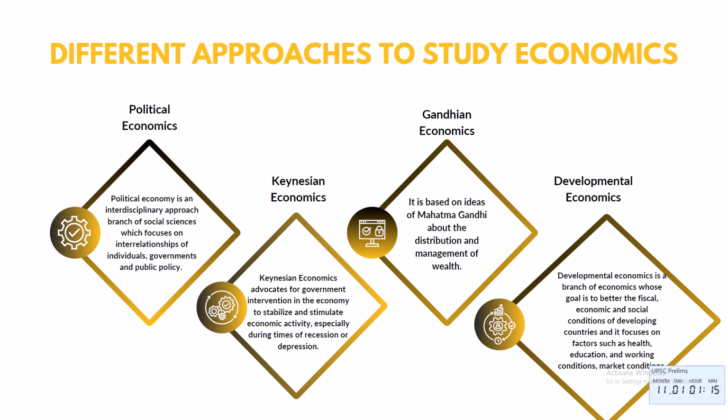So let's start with political economy. It's an interdisciplinary approach, a branch of social science which focuses on the interrelationship of individuals, governments, and public policies. In political economics we read things such as capitalism, socialism, and mixed economy. Those all come under political economics. It helps in reading the economy in terms of GDP, global trade, fiscal policy, etc.